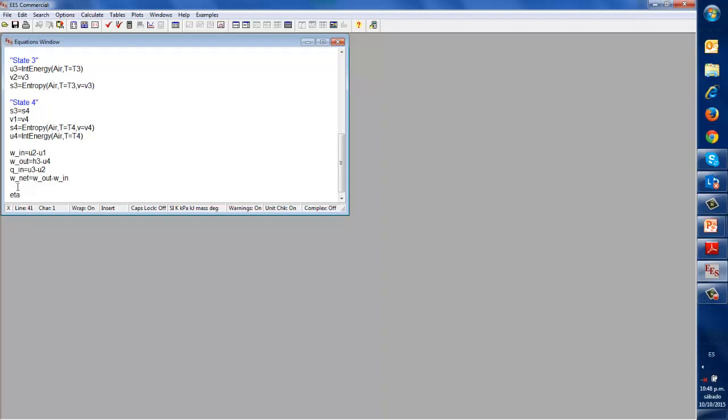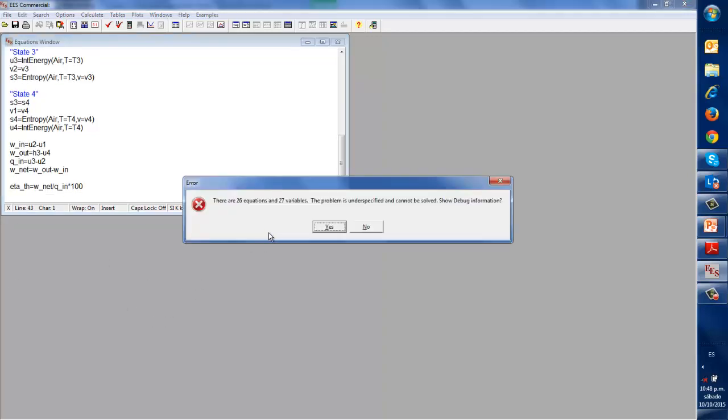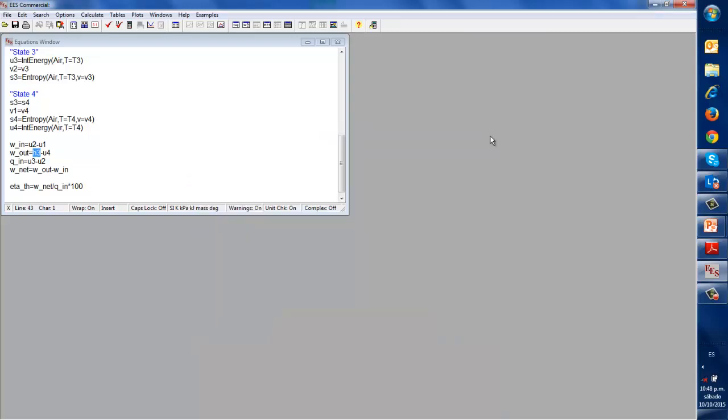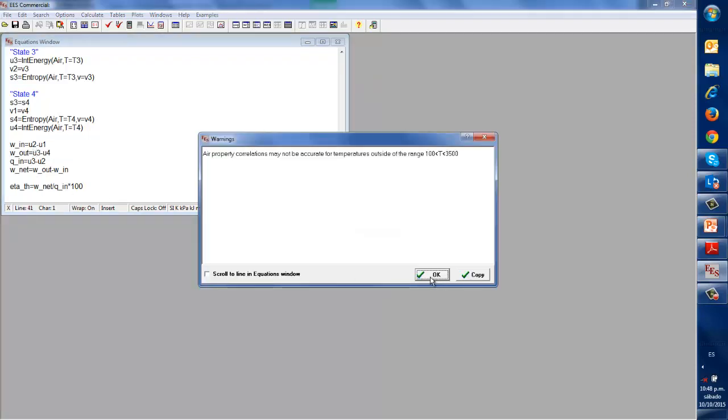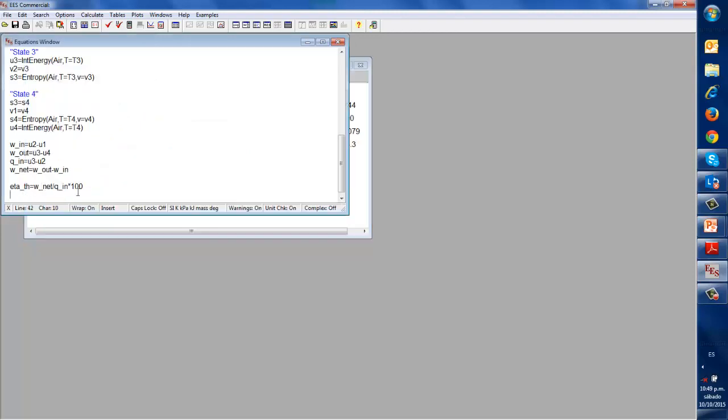So from here we can get eta thermal, which is the efficiency, W net divided by Q in, I would say already times 100 to get in percentage. And we are missing something again. So we check that we are using H3, which doesn't exist. This is clearly a mistake, so it's U3. So we need to change. And we're good to go. We see that the efficiency is 52.2. We're going to put thermal as subindex. Oh, it's already there.